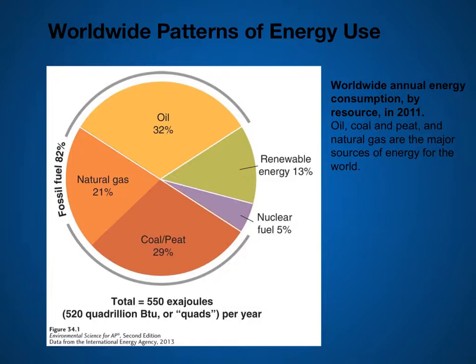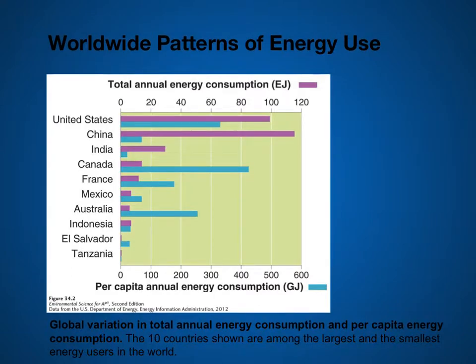The energy is not evenly distributed throughout the world. So here we have the uneven energy distribution. The United States used 325 gigajoules per person per year. That's almost 5 times greater than the world average. In fact, although 20% of the world's population lives in developed countries, those people use 70% of the world's energy each year.